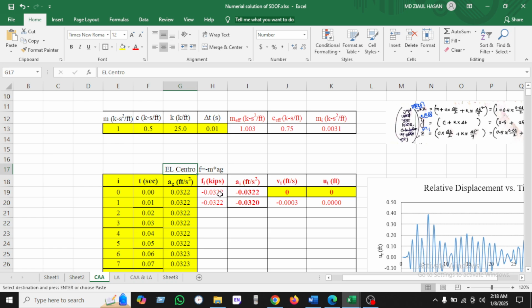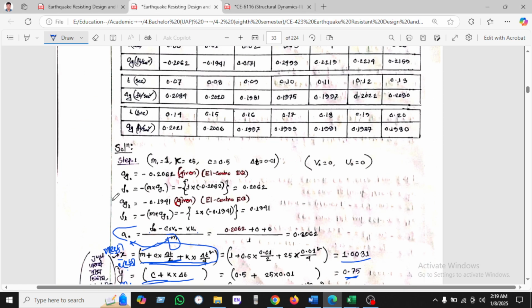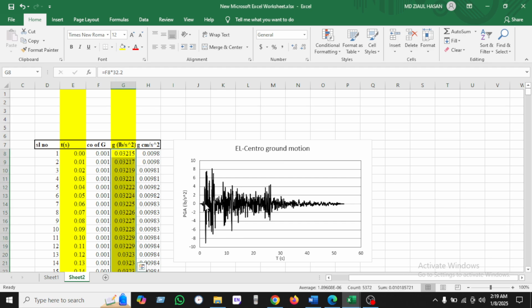Okay, and for F1, the first velocity is 0 and the first displacement will be 0. How do we get F1? F1 is nothing but, we know F equals m a, which is m into a, where a is the ground motion. We have been using this formula: F equals m a, so it is minus m a. In this way we find this formula.